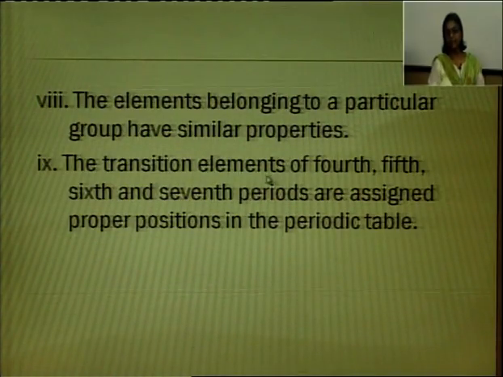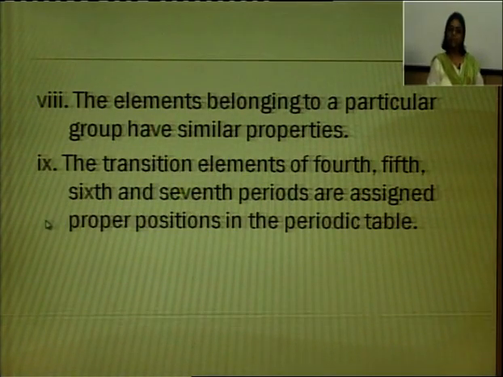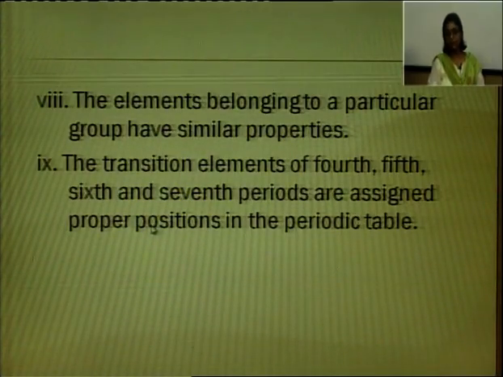Now, the transition elements of the 4th, 5th, 6th and 7th periods are assigned proper positions in the periodic table. In Mendeleev's periodic table, we were not able to give the proper positions. We had the last group, the 8th group, and in that we had 3 subgroups, and we could not give proper positions to those elements. But in this case, all those elements have been given proper positions.